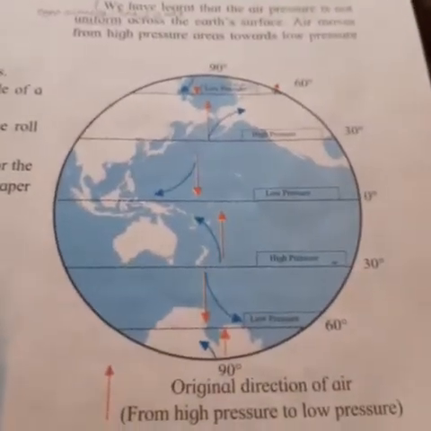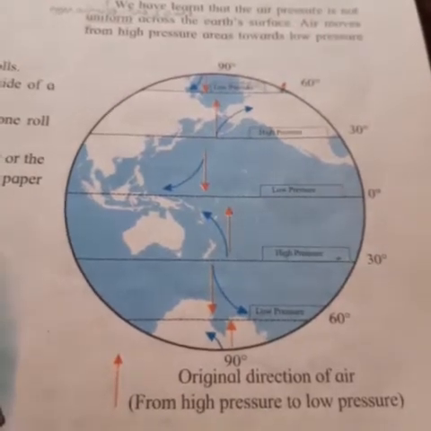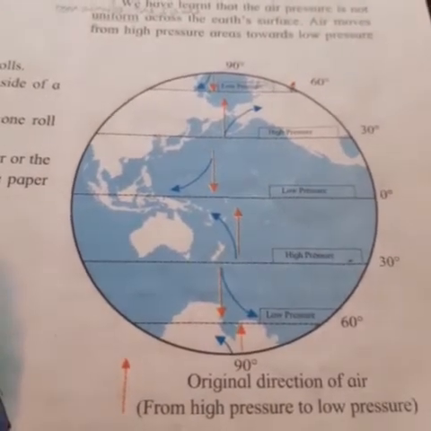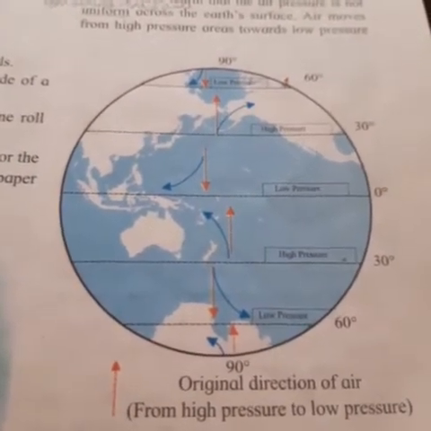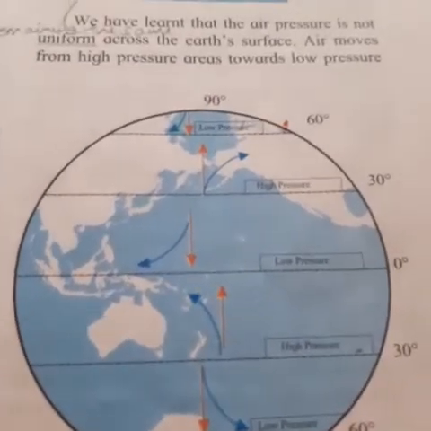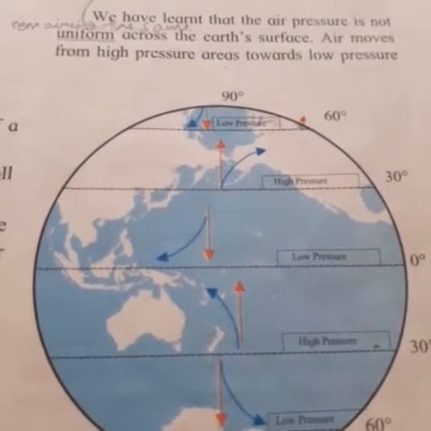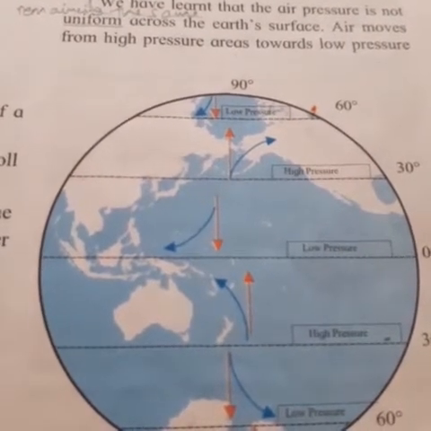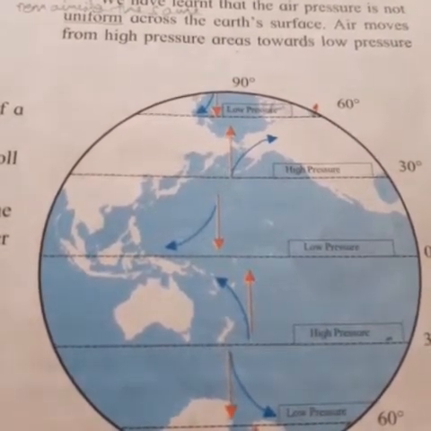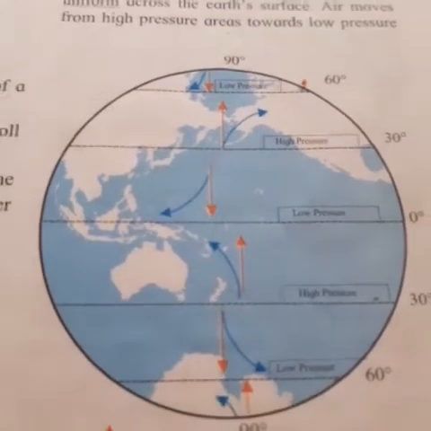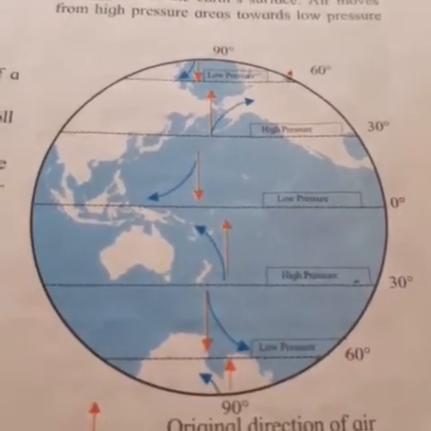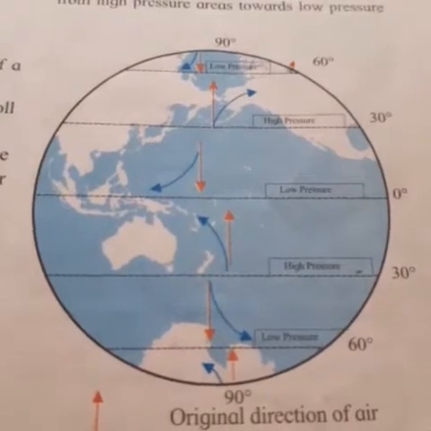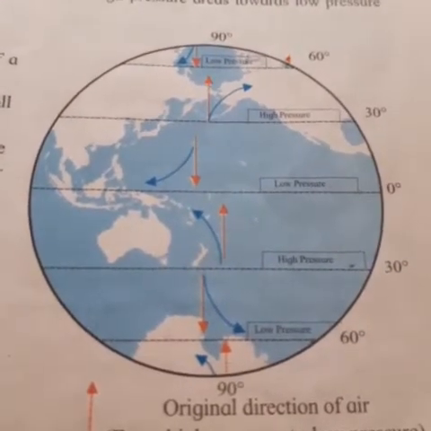Geographical explanation. This is the picture they have given, the original direction of the air from high pressure to low pressure. At 90 degrees it is low pressure, and when you come down it is high pressure. At the equator it is low pressure, then again at 30 degrees high pressure, then at 60 degrees low pressure. So this is the direction of the air.